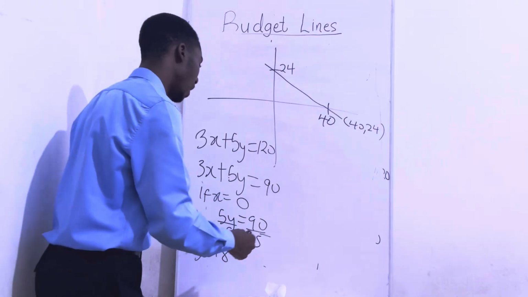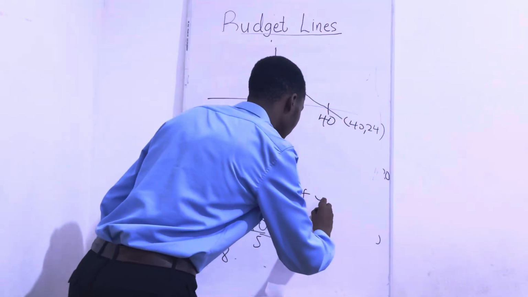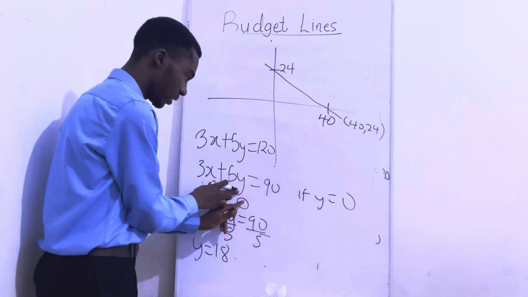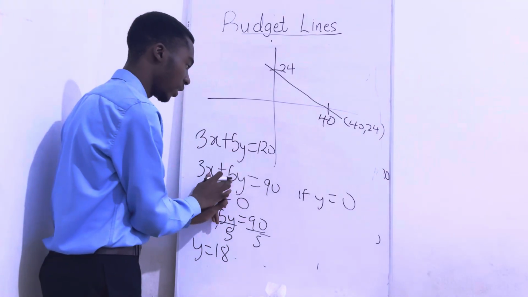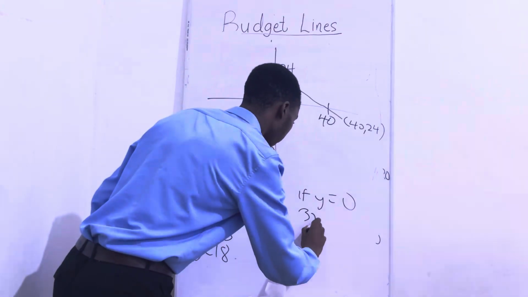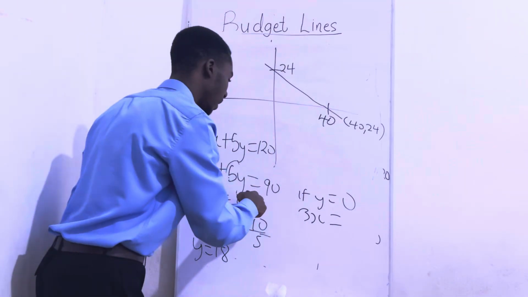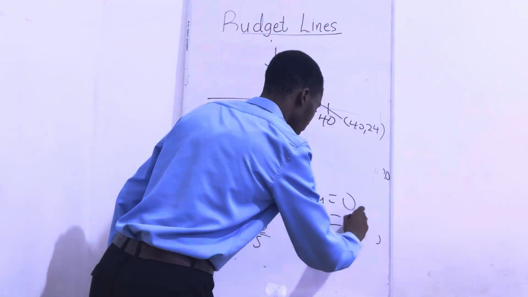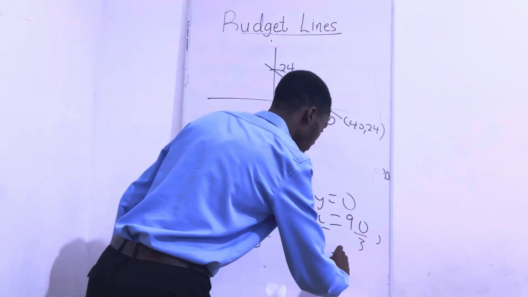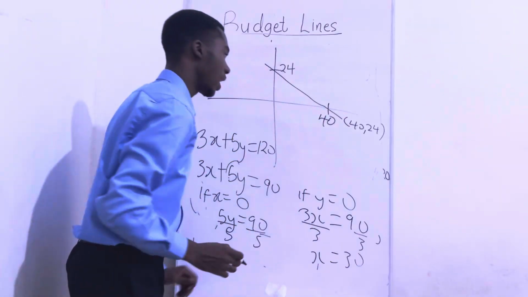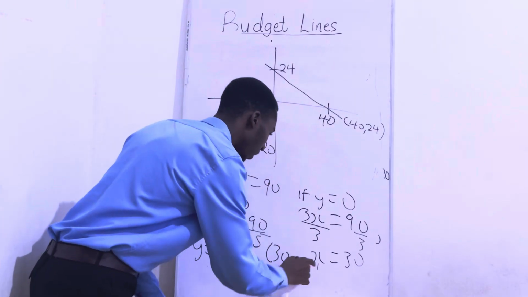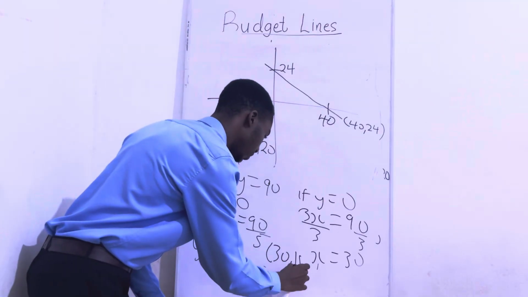Then we do the same for y. If y is also equal to 0, then 0 times 5, this side will be 0. So we have 3x is equal to 90. Then divide both sides by 3. Then x will be equal to 30. So now we have two new points, in brackets 30, 18.